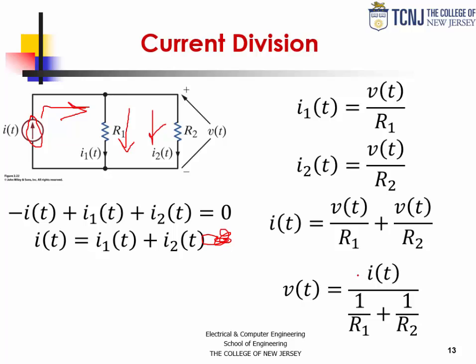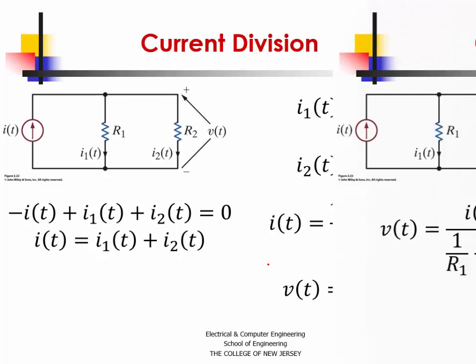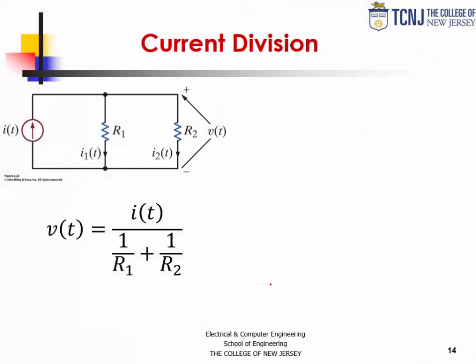And I can solve for the voltage, and I get this expression. So that's what we have so far. Here we have solved for the voltage as the current divided by the sum of the reciprocal of all the resistors in the network.